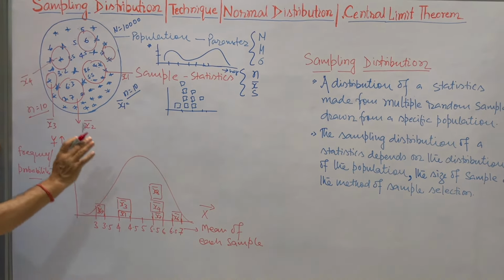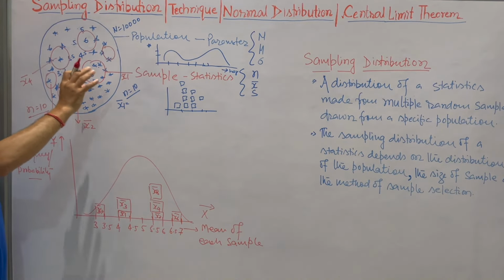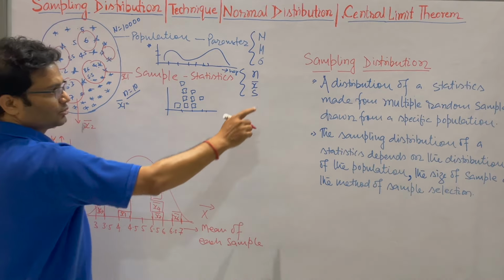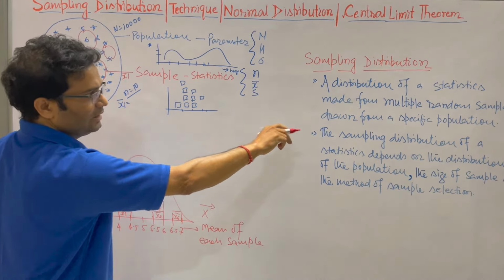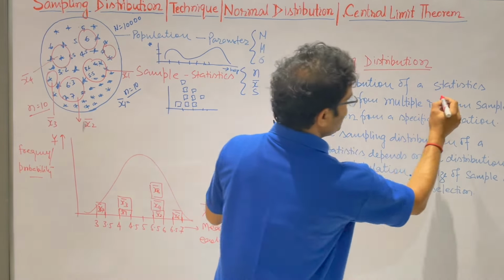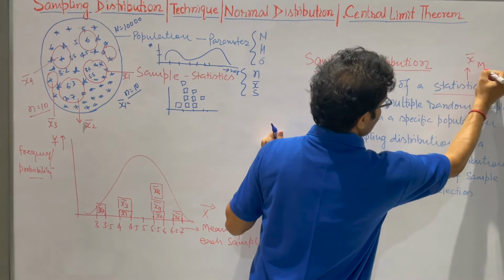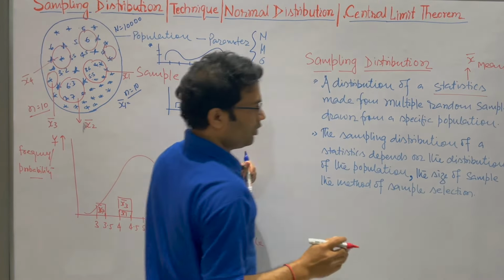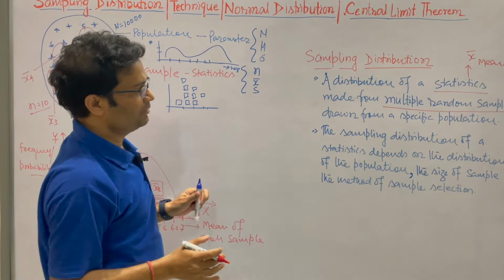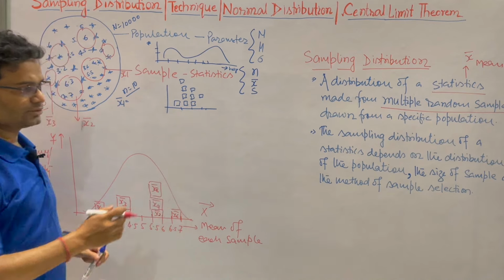This is called the sampling distribution. It means you took different samples, found out the mean, and drew the distribution. So the sampling distribution is a distribution of a statistic. This time the statistic could be anything, but I am taking the mean of multiple random samples. I took multiple random samples from the specific population and drew the distribution.